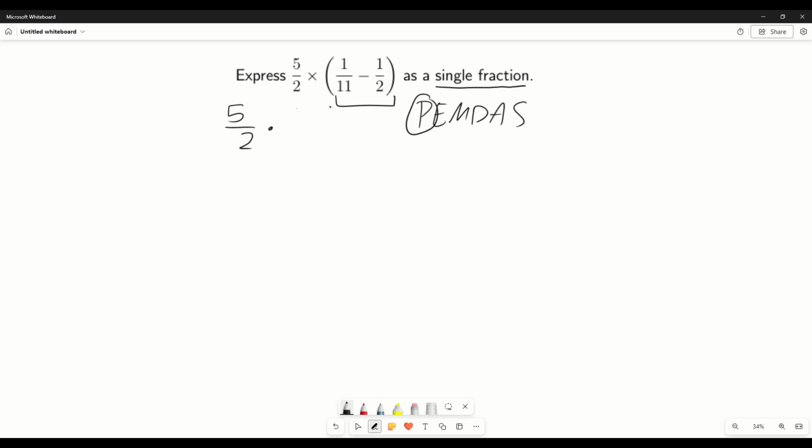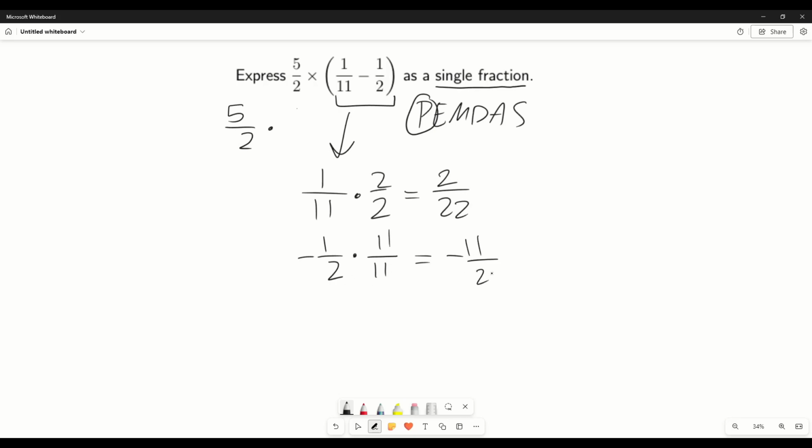So let me write it down here. For 1 over 11, we need 22 in the denominator, so we multiply by 2. 1 times 2 is 2, and 11 times 2 is 22. For the negative 1/2, we want the same common denominator, so we multiply by 11. Negative 1 times 11 is negative 11, and 2 times 11 is 22. Let me rewrite it over here: 5/2 times (2 over 22 minus 11 over 22).